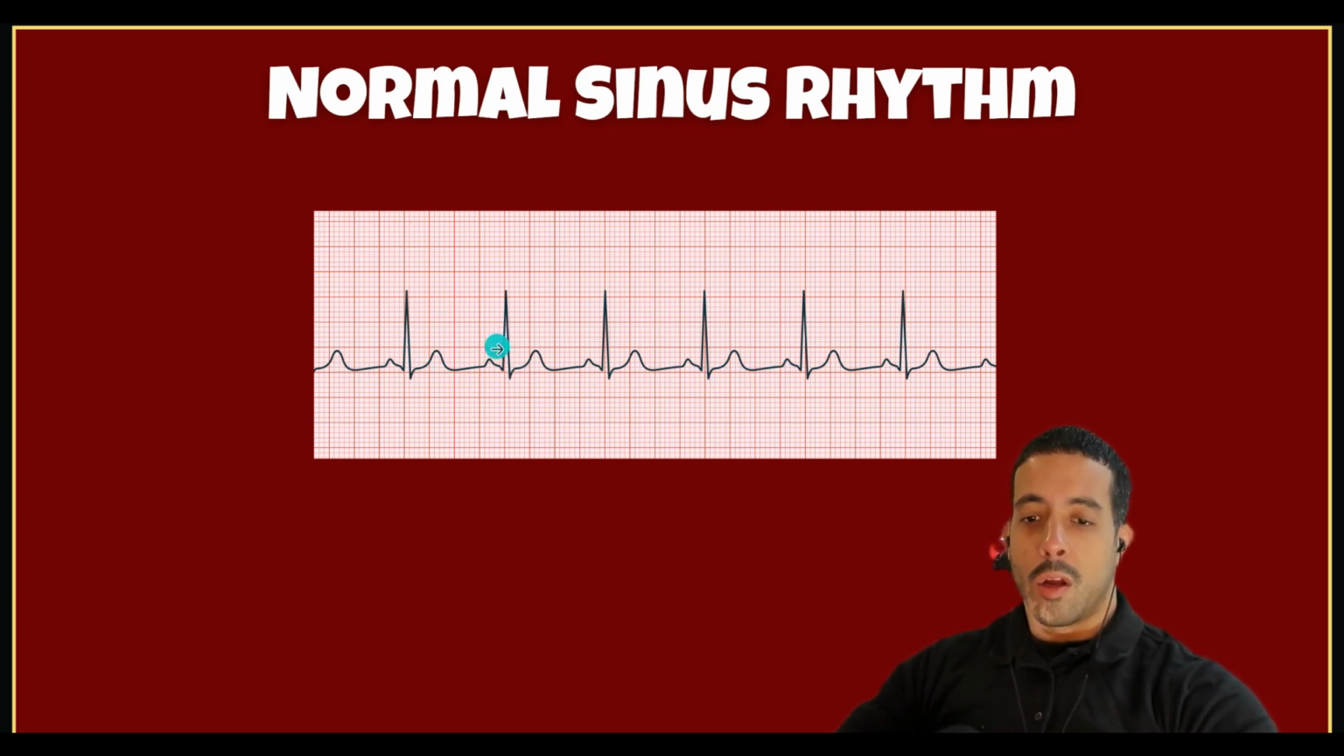You don't have wide QRSs. You don't have a long PRI. The T wave is not peaked. This is totally normal. I'm pretty sure you know this already. But once again, if we want to look at the boxes, 1 big box, 2 big boxes, 3 big boxes, 4 big boxes. This is a normal heart rate. Everything's on the up and up. Now, let's go to something a little bit more exciting.